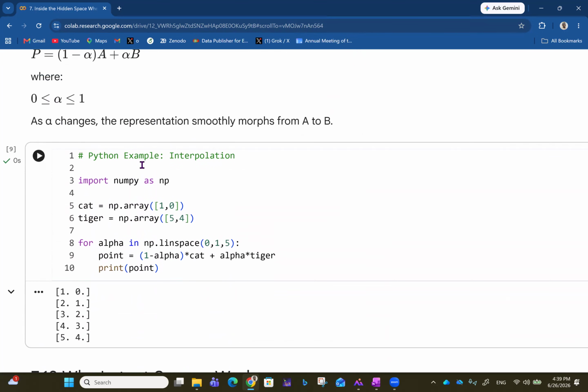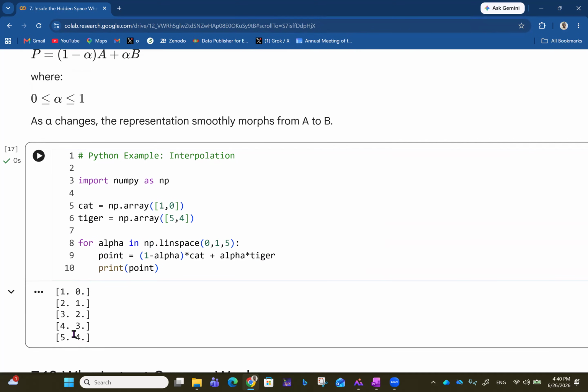So imagine this now. You have a Python interpolation here. Cat is 1, 0, tiger is 5, 4. For alpha in the alpha space from 0 to 1, the point is (1 minus alpha) multiplied by cat, plus alpha multiplied by tiger, which is 5, 4. Alpha starts from 0, so you have 1, 0, and it keeps going until it gets to 1. You then have 5, 4.